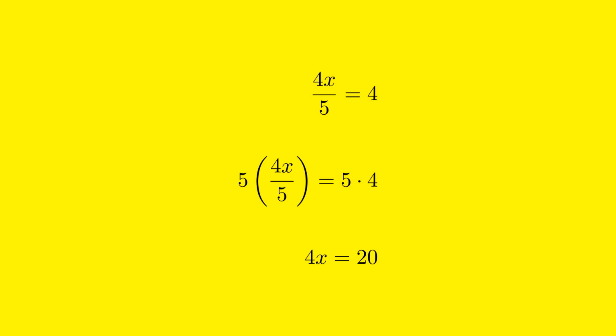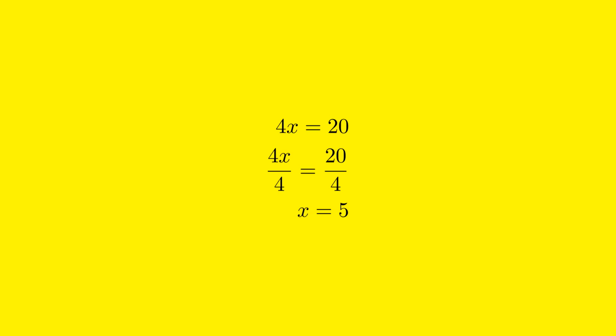This step is necessary because anything multiplied by its reciprocal results in 1, effectively canceling out the division by 5 on the left side of the equation. Multiplying both sides by 5, we get 5 times (4x divided by 5) equals 5 times 4. On the left side, the multiplication by 5 and division by 5 cancel each other out, leaving us with 4x. On the right side, we perform the multiplication, which results in 20. Our new equation is now 4x equals 20. This concludes step 1, where we have successfully eliminated the fraction and simplified the equation to 4x equals 20.